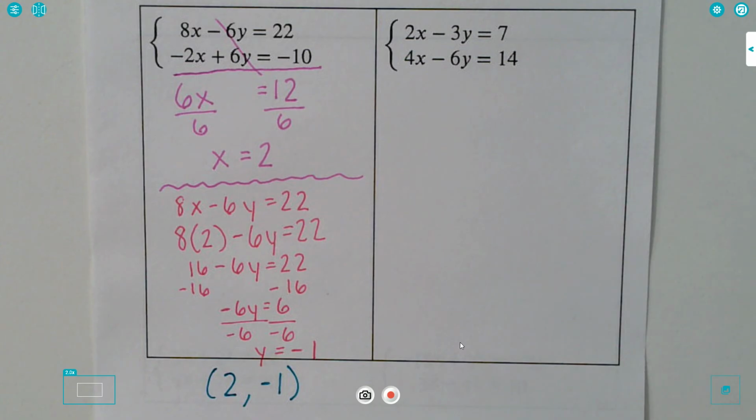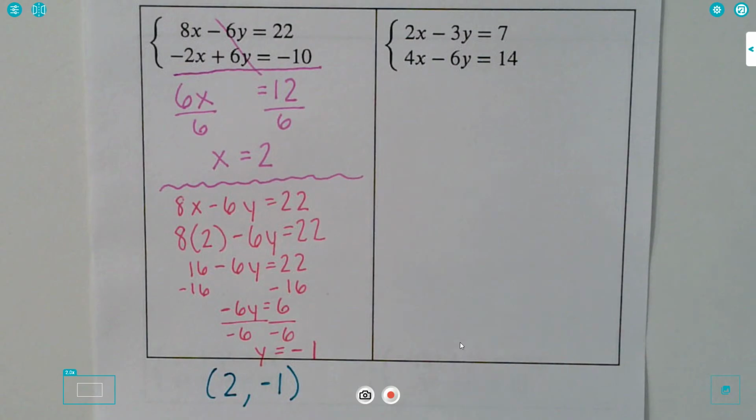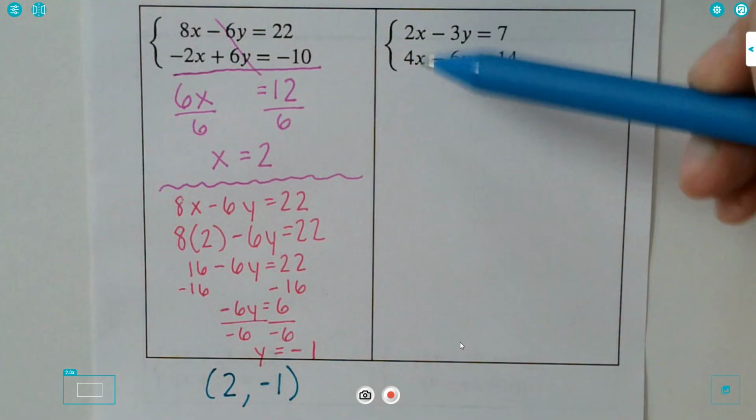Okay. So this one was already set up to eliminate because the 6y is already just magically canceled. They have to be opposite signs to cancel, because if I had 6y and 6y, that would be 12y. Okay? Next problem I've got 2x and 4x.